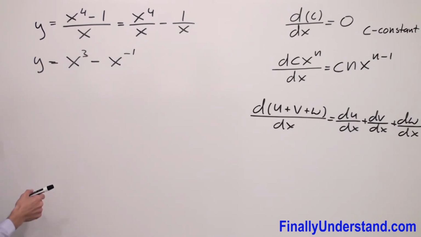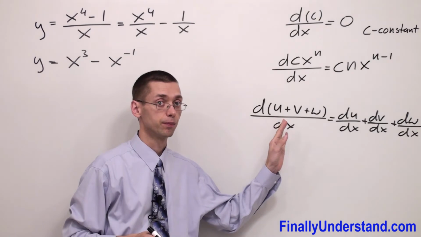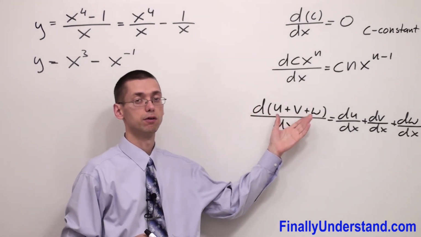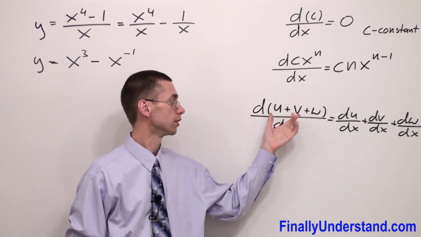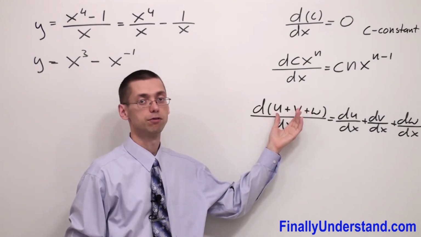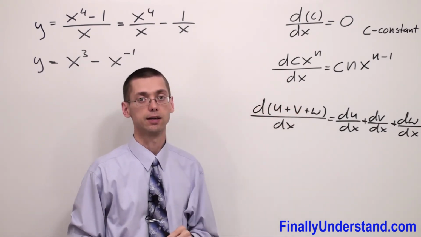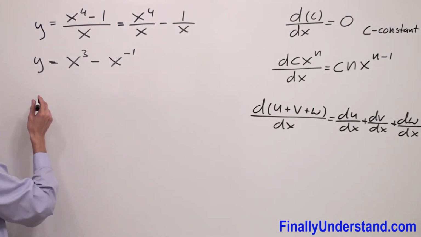Next, I'm going to use the formula for the derivative of a sum, even if I have the difference, because the derivative of a sum or the derivative of a difference is just different by the signs, okay? But the technique is exactly the same. So what are we supposed to do?